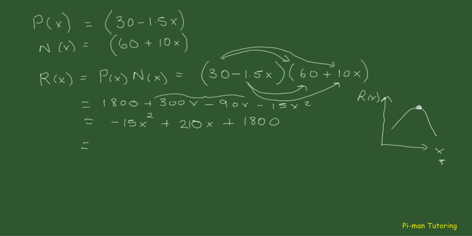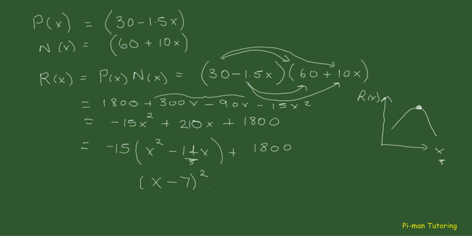So the first thing we do is pull out the negative 15 factor from the first two terms. That's going to leave me with x squared minus 14x plus 1800. And now inside this bracket, I want to complete the square. I've got a factor of 14 here, so I know that to complete the square I need half of that. So this is going to be x minus 7 squared.